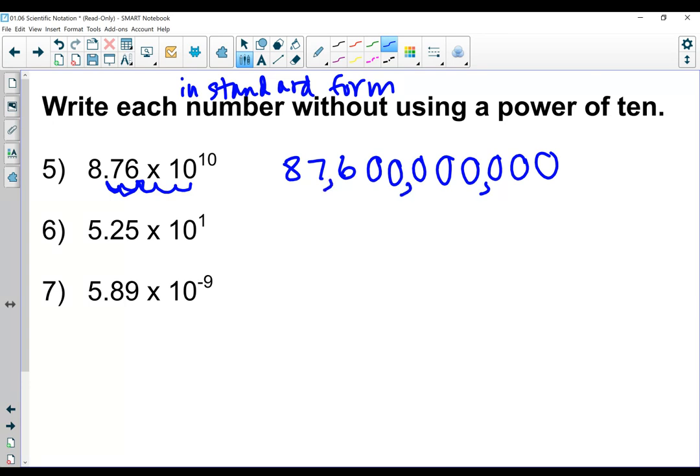And I'm all set. On number 6, it says 10 to the first. So I'm going to move it only 1 place. So now I have 52.5. So sometimes even after you convert it into a standard number, it may still be a decimal.